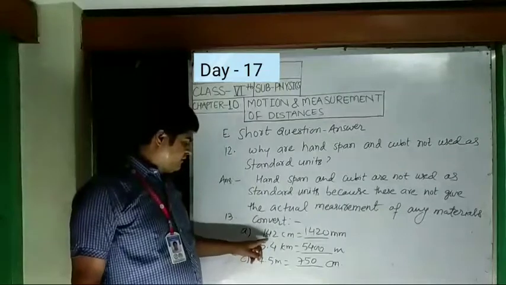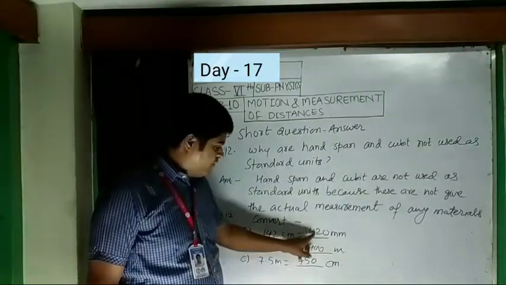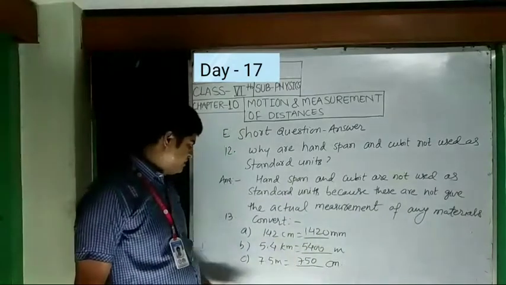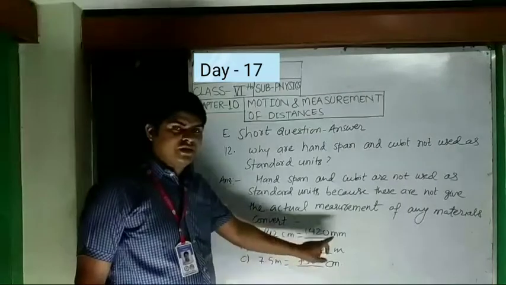Convert 142 centimeter is equal to 1420 millimeter. 5.4 kilometer is equal to 5400 meter.